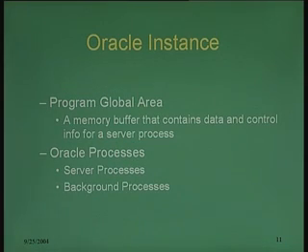In addition to user processes, there is what is called a program global area, in contrast to the system global area. A program global area is a memory buffer that contains data and control information for server processes. Again there is no specific analogy as such to operating systems here, but you can think of it as a global area which is code specific, that is for the data and control information for the processes that are happening in the database.